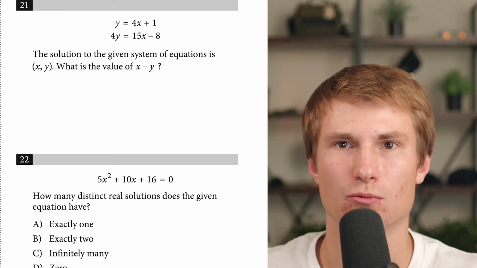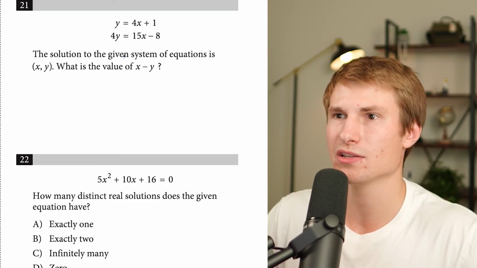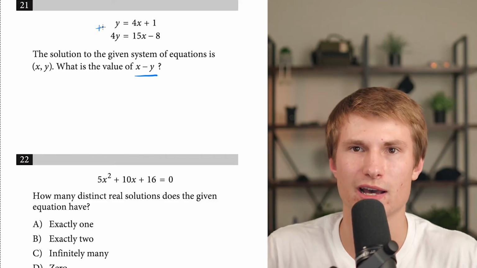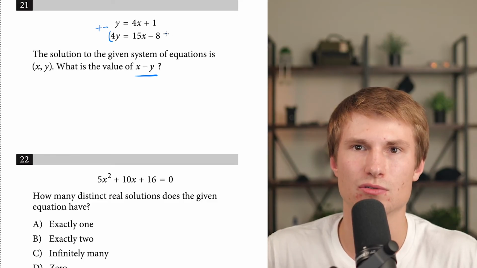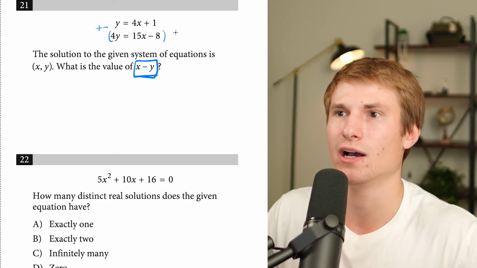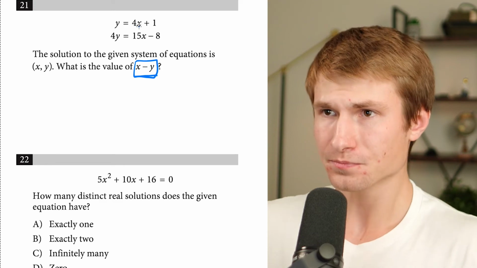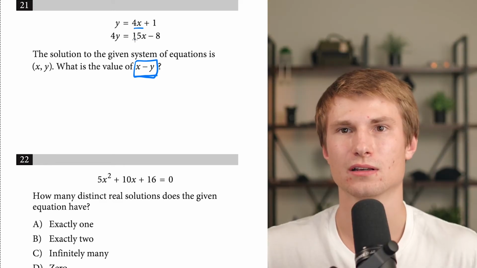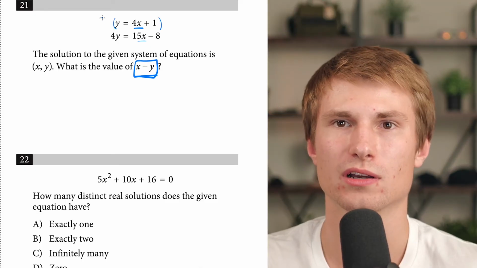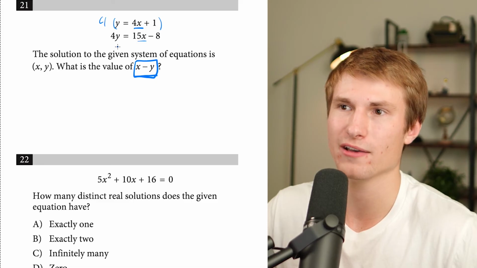Okay, here's 21. The solution to the given system of equations is (x, y). What's the value of x minus y? Obviously, you've been watching up to this point, so you know that I'm going to look to add, subtract, substitute, or multiply this bottom equation to the top equation to get to the value of x minus y. Now, in this case, I don't really see any way I could do that. Since I've got this 4x and a 15x, I would check if I can multiply this top one by 4, and that'd give me 16x, which I could subtract to get just 1x. But the problem is then I get rid of my y values.